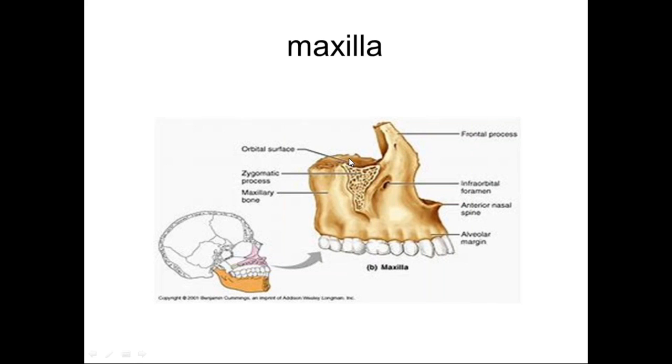This is the orbital surface which will contribute to the floor of the bony orbit. And this is the maxillary body, the main body of the maxilla. The posterior border is thickened to form a tuberosity known as maxillary tuberosity. This is the posterior or infratemporal surface which will form the anterior wall of the infratemporal fossa. So this is all about the maxilla.